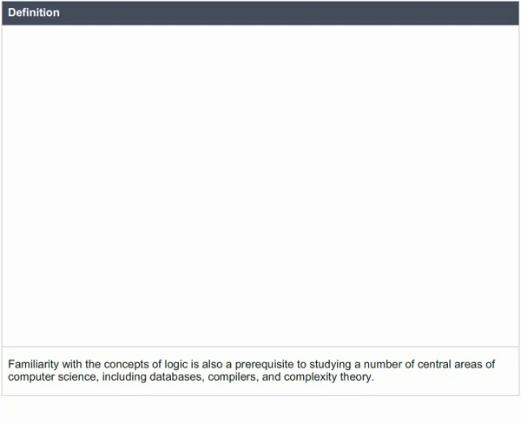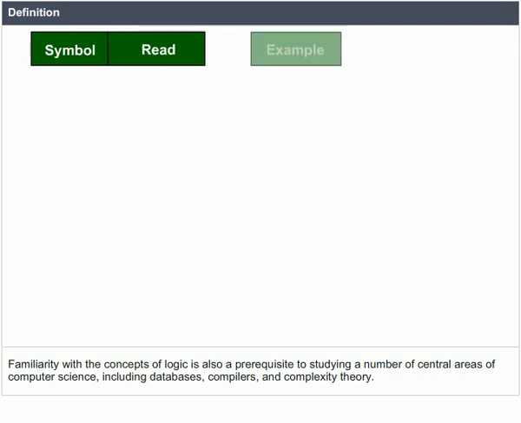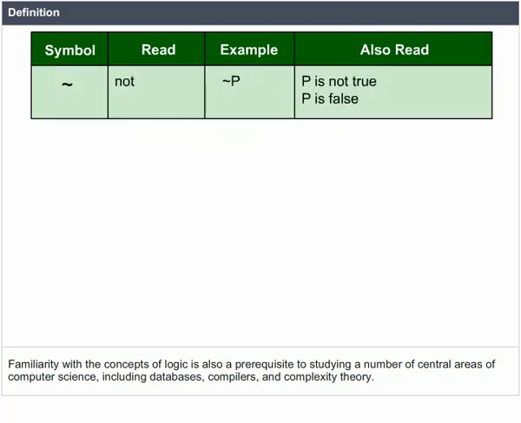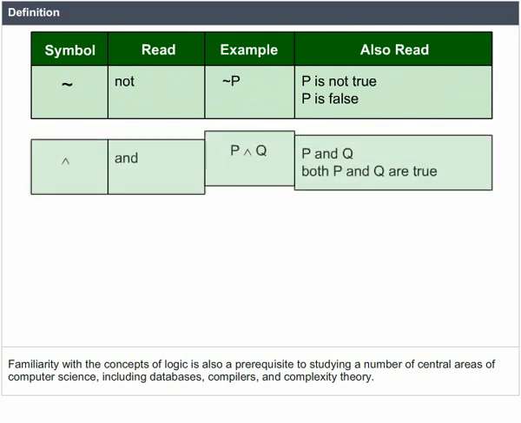We're going to see the table. The table has 4 columns. First column: symbol, second column: read, third column: example, fourth column: also read. We're going to read row by row. First row, we read the symbol as not. Example, not P, that is called not P. We read it as P is not true, P is false.